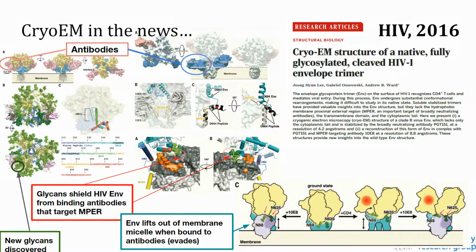This suggests that fully mature glycans at these positions may provide steric hindrance and prevent the antibody from binding to this membrane proximal region. Further evading drug targeting, the MPER demonstrates flexibility as it is targeted by antibodies.